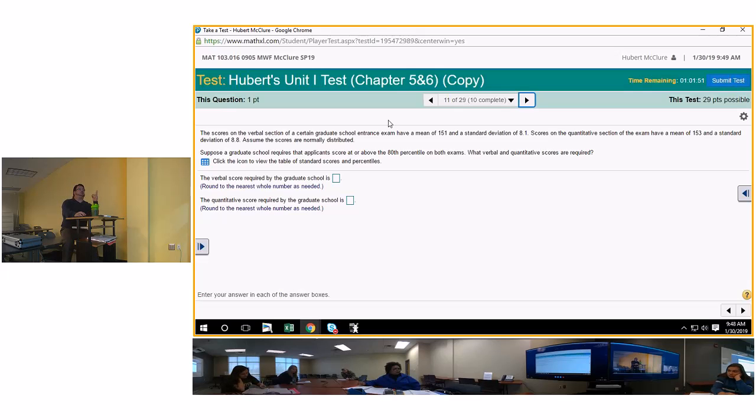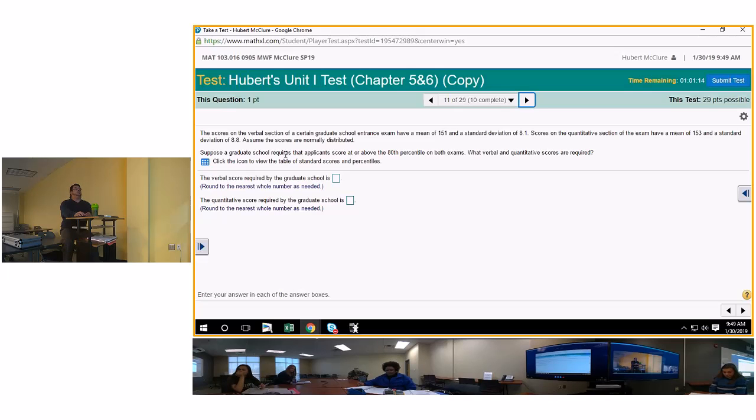So you got 2 test scores. So you got to just set up 2 normal distribution curves. Mean of 151 and standard deviation of 8.1, and a mean of 153 and a standard deviation of 8.8. One is a graduate school entrance exam and a quantitative section of the exam. So you got two different distribution curves.